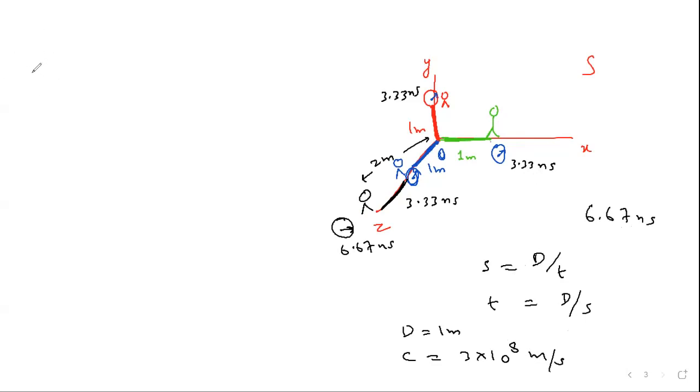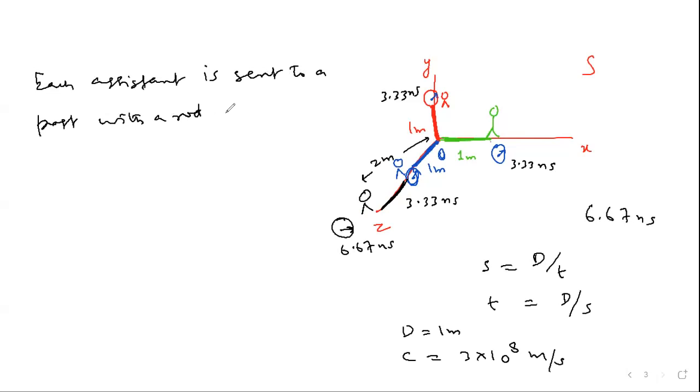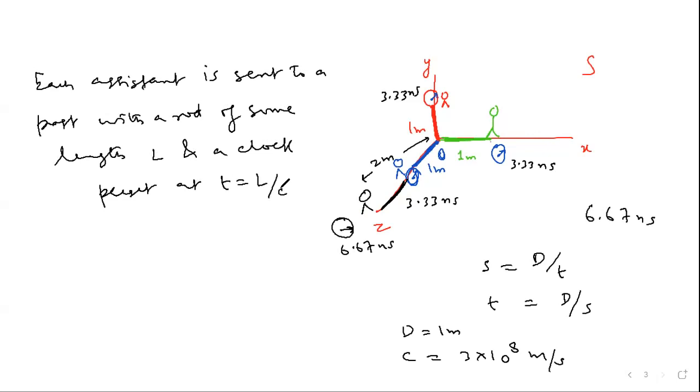So in general, I can say each assistant is sent to a post with a rod of some length L, and a clock preset at t equals L by c, where c is the speed of light.